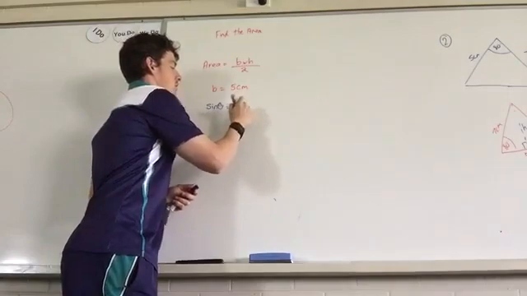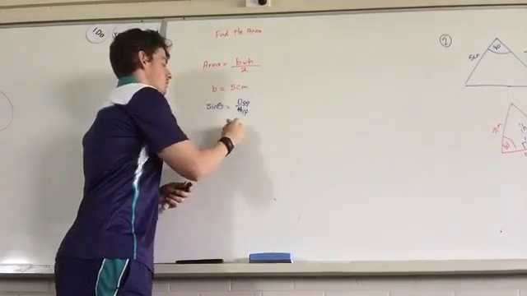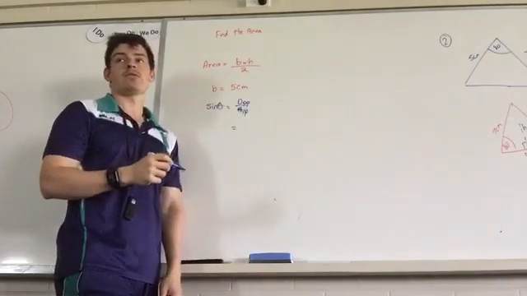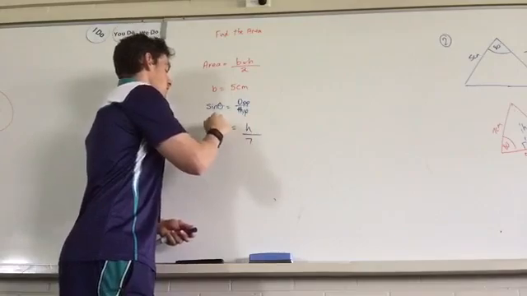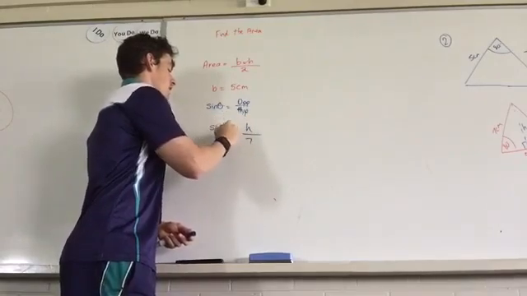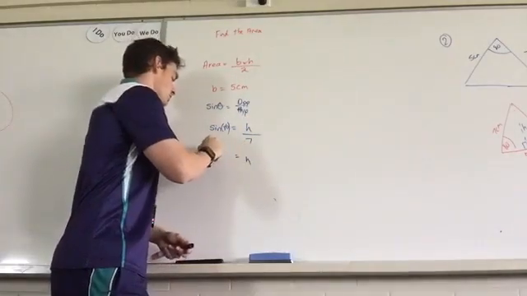I shouldn't use little h, I should use capital H. What is my opposite? Ironically, my opposite's H. My hypotenuse is 7, and for sine, I just use 80 again. H equals 7 sine 80.